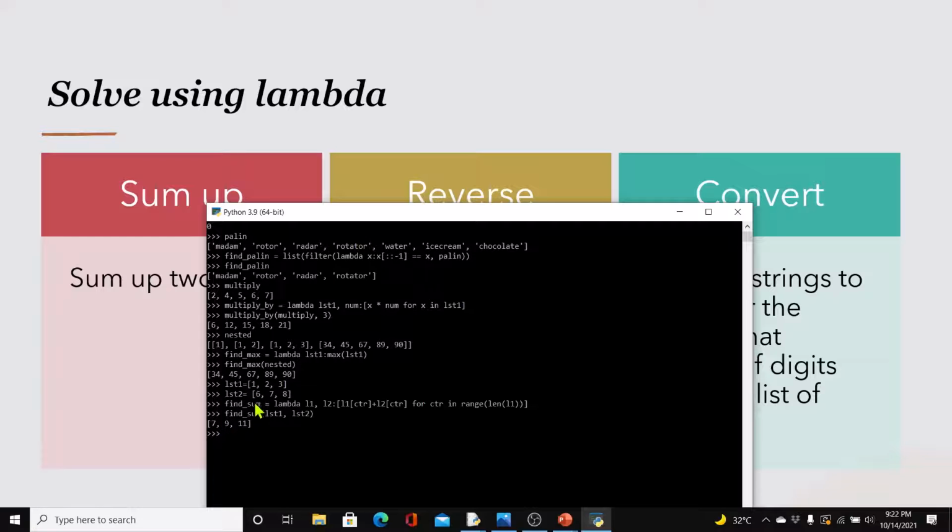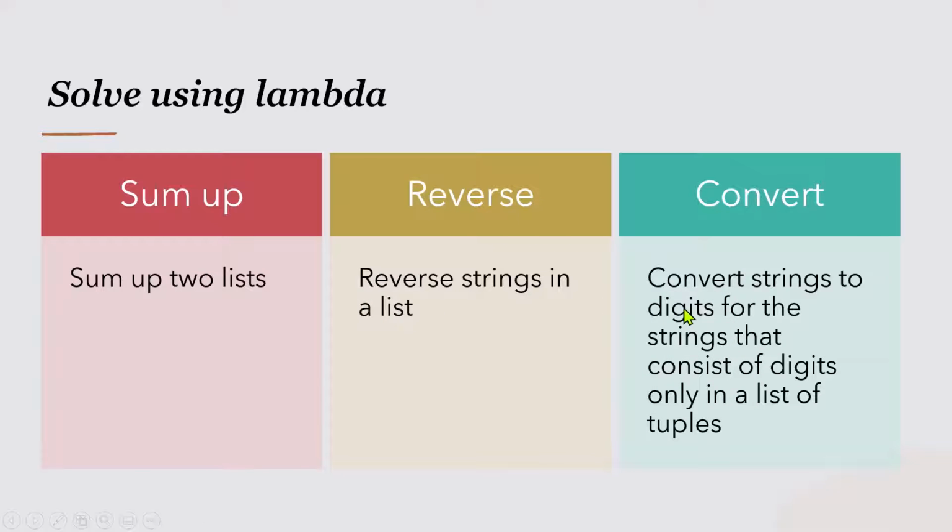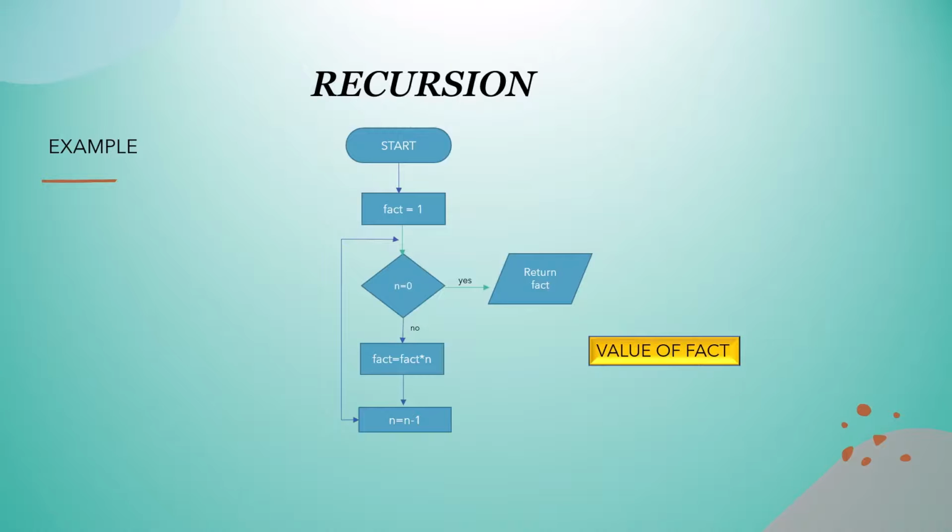1 plus 6 is 7, 2 plus 7 is 9, 3 plus 8 is 11. Right? And as I said, these two I leave up to you. If you have any problems doing them, you can always mention it in the comments, and I'll get back to you as soon as I can. Now moving on, we need to discuss recursion.